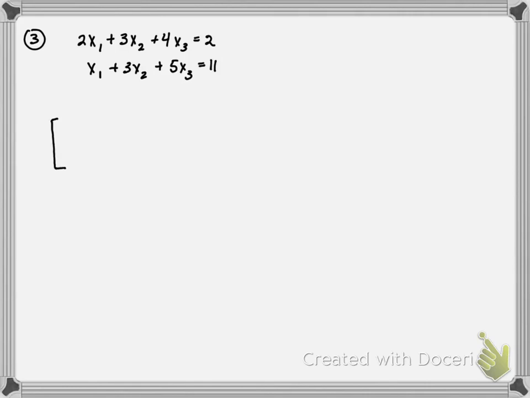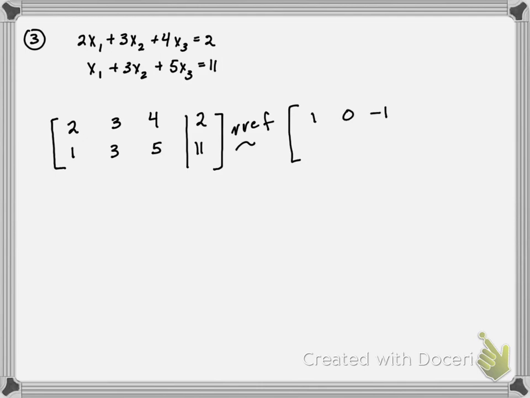So again, we're building an augmented matrix, and here we have 2 equations, so we need 2 rows. Each row will represent one equation, and then the columns represent the variables and the constants. So again, we have 2x1, 3x2, 4x3, constant is 2. And then in the second equation, we have 1x1, 3x2, 5x3, and the constant is 11. Now let's go ahead and plug this in the calculator and calculate the row reduced echelon form. And we get 1, 0, negative 1, and negative 9. And then we get 0, 1, 2, and 20 over 3.